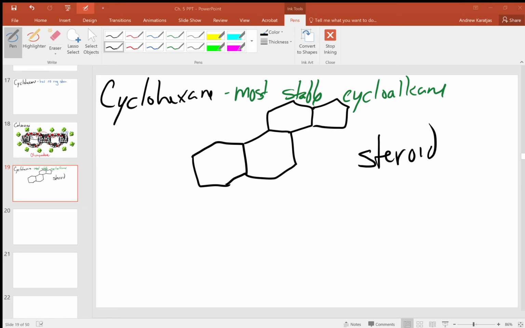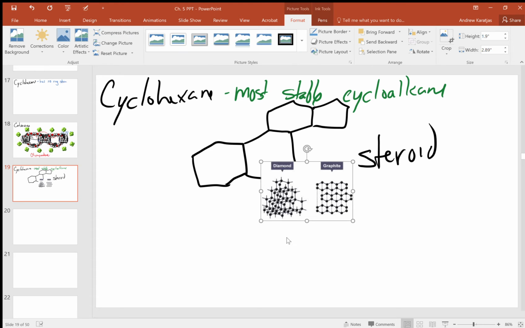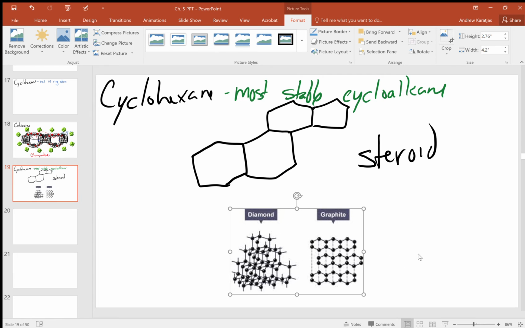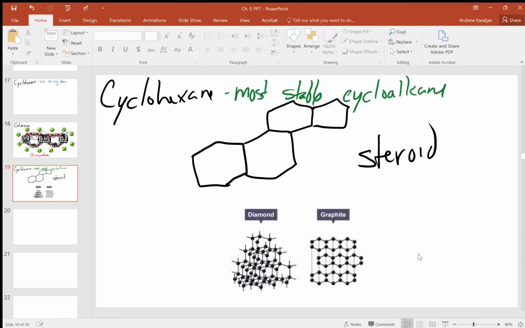And there's many other places that we find 6-membered rings showing up. Another example, or 2 more examples, are these 2 networks of cyclohexane rings. On the right we have graphite, and on the left we have the basic structure of a diamond. So why is it that cyclohexane is so much more stable than other cycloalkanes?